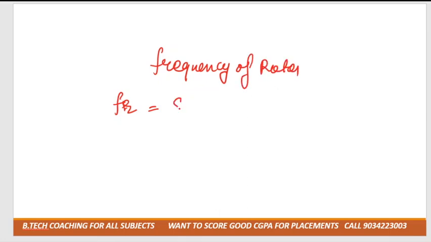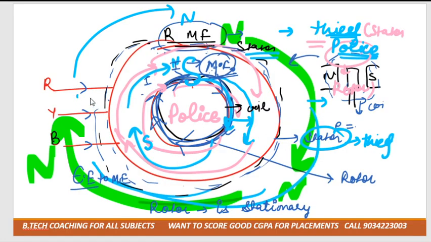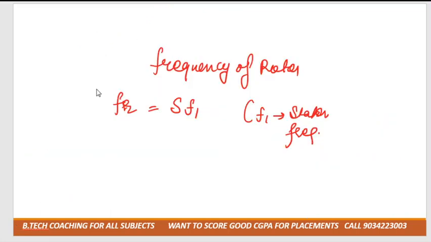So if slip is considered, then there is a difference in the formula. What is the difference? In that case, frequency will also change. Then the frequency of the rotor, denoted by Fr, would be equal to S into F1. What is F1? F1 is the stator frequency. In this case we have two frequencies: one is the frequency of the stator and another is the frequency of the rotor. So if we want to calculate the rotor frequency, it would be equal to slip into F1.